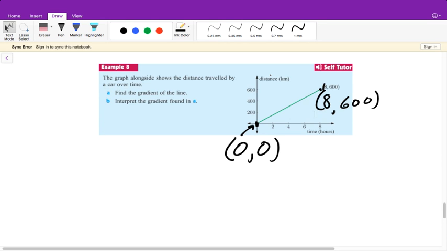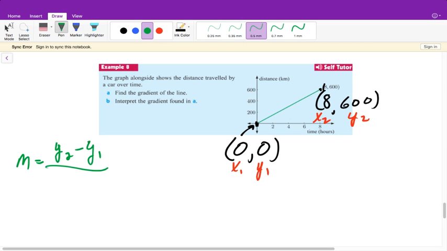So it's asking us to find the gradient of the line. It doesn't matter which one you label. So I'm just going to say that this is x1, y1, and this is x2, y2. It doesn't matter which one you do, though. They're interchangeable. So remember, our slope is equal to y2 minus y1, make sure you have this written down, over x2 minus x1. And now we just plug in and solve.